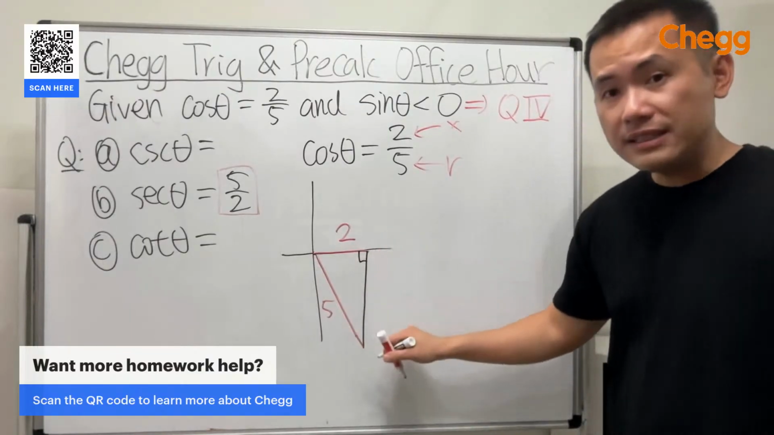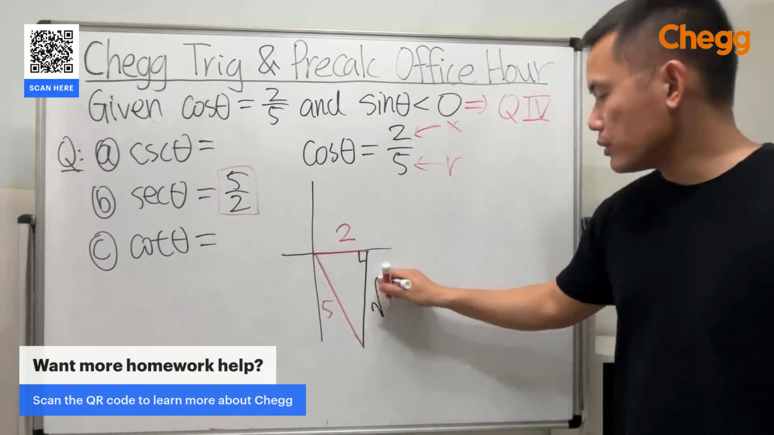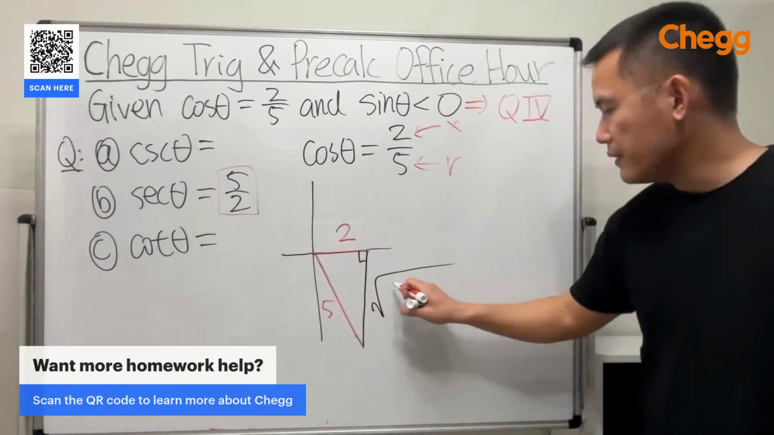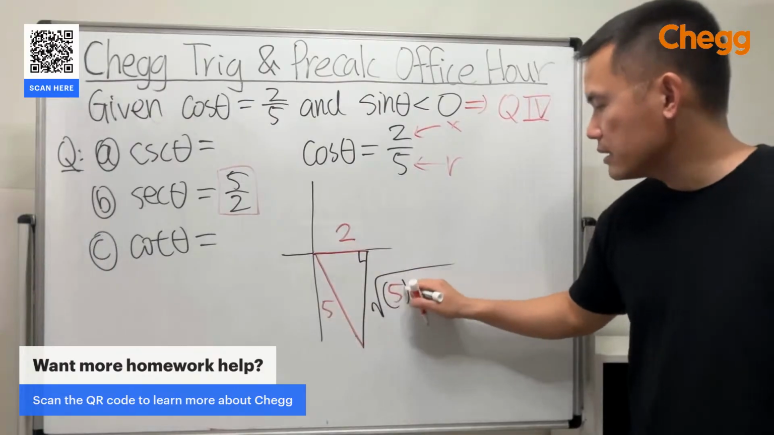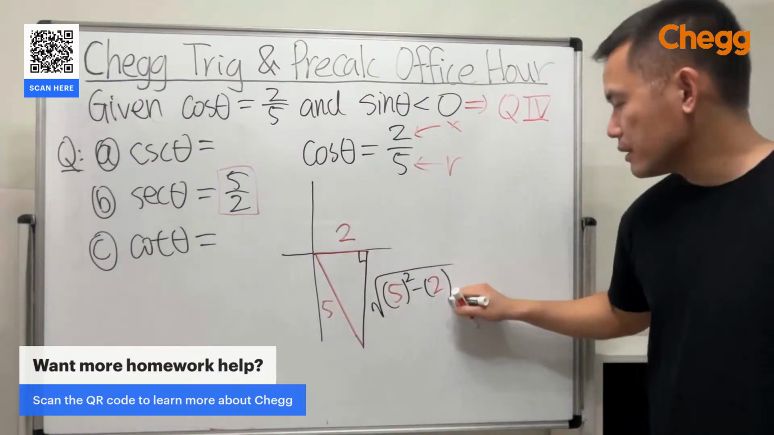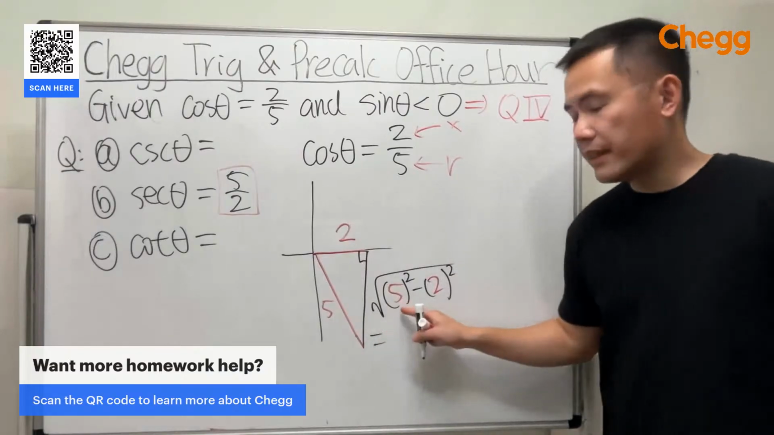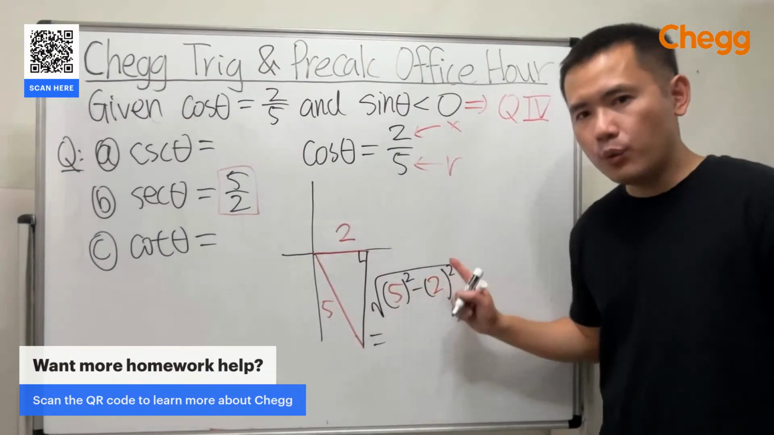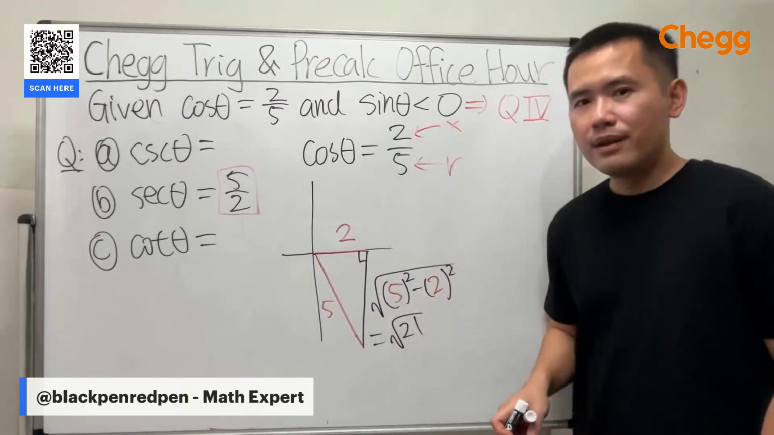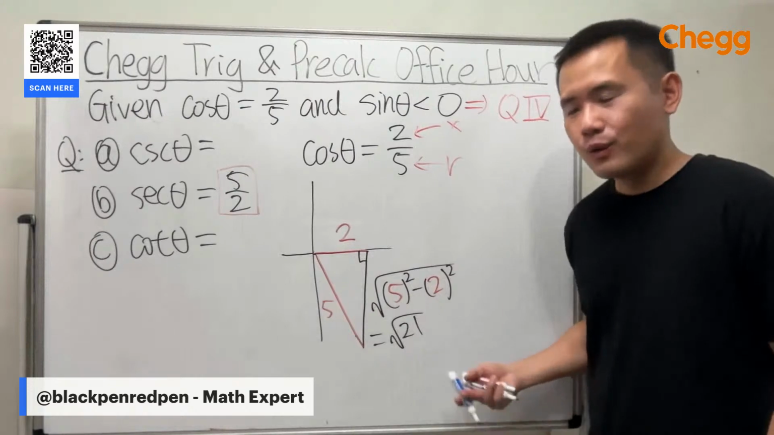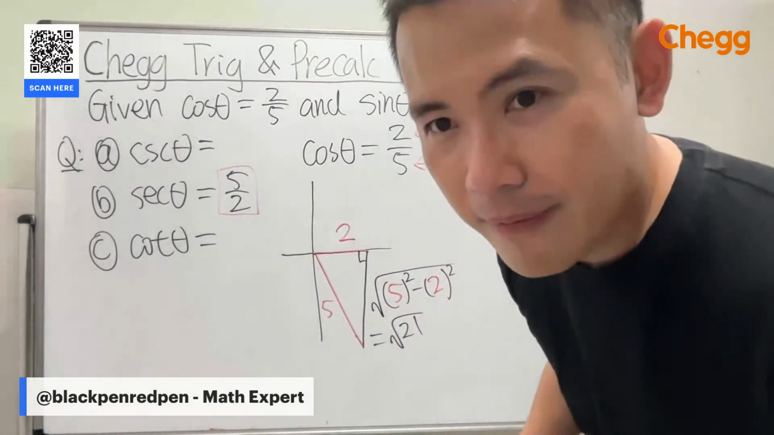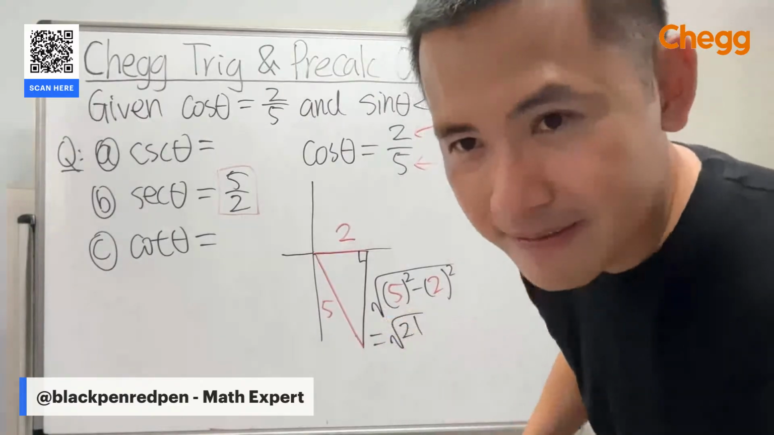To figure out the other side, just open the square root. Take the hypotenuse, which is 5, and then square that, and then minus the other side squared. Work that out. That's 25 minus 4, which is 21. So this right here is square root of 21. But here's a small detail. What's wrong with this right here on my picture? What's wrong with this right here?